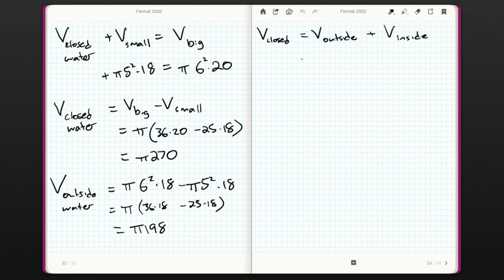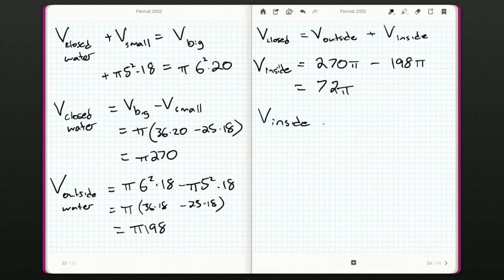Well, I know the volume closed, I know the volume outside, so the volume of the inside water is going to be 270 pi minus 198 pi. 270 minus 198 is 72. So we've got 72 pi here. The volume inside, which we know, is pi times the radius of the small cylinder times the depth that we want, the one that we're trying to approximate. So 72 pi equals pi times 25 times the depth that we want.